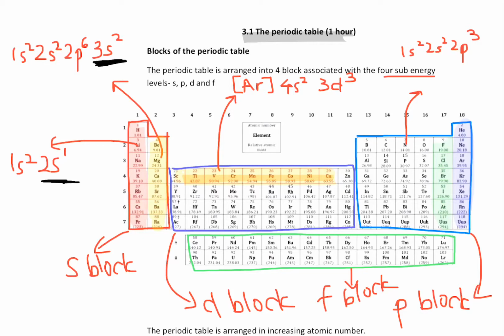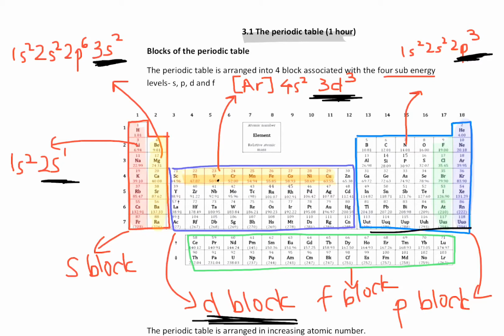If you look at the P block here, if I take any element, when I'm writing the electronic configuration, the last electron is filled in the P subshell. So that's why it's called the P block. Same for the D block. If I take vanadium, the electronic configuration, the last electron is filled in the D subshell. So this is why it's called the D block.